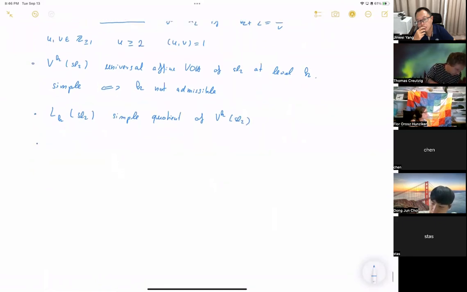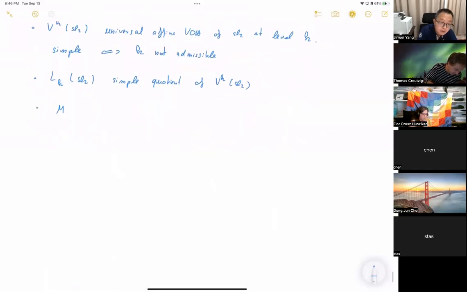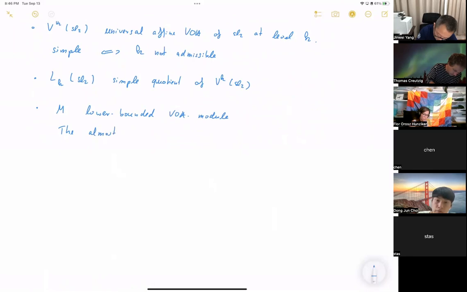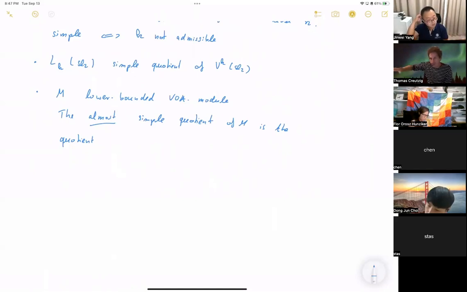And now let's go to the notation of modules. So first of all, one definition, I will repeat it later. If I have a lower bounded VOA module, there exists the notion of an almost simple quotient. You of course know what a simple quotient is. And almost simple means that it almost always coincides with the simple quotient. The almost simple quotient of the module is the quotient by the sum of all submodules that do not intersect the top level. So this means that on the top level the quotient won't change anything, but you will quotient out ideals that live below the top level.